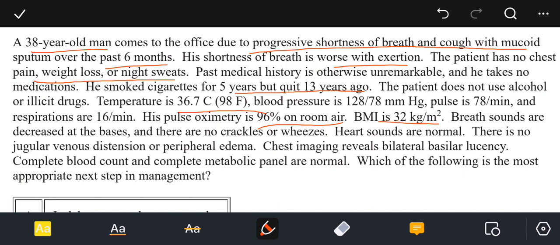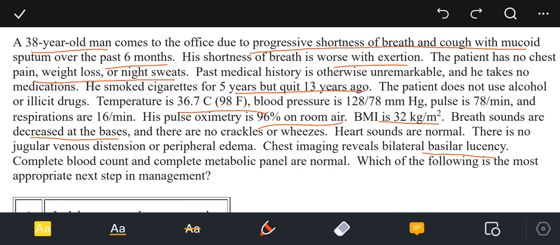The breath sounds are decreased at the bases. Okay, so breath sounds are decreased at the bases, and there are no crackles or wheezing. Heart sounds are normal. There is no jugular venous distension or peripheral edema. Chest imaging reveals bilateral basilar lucency. Complete blood count and complete metabolic panel are normal.